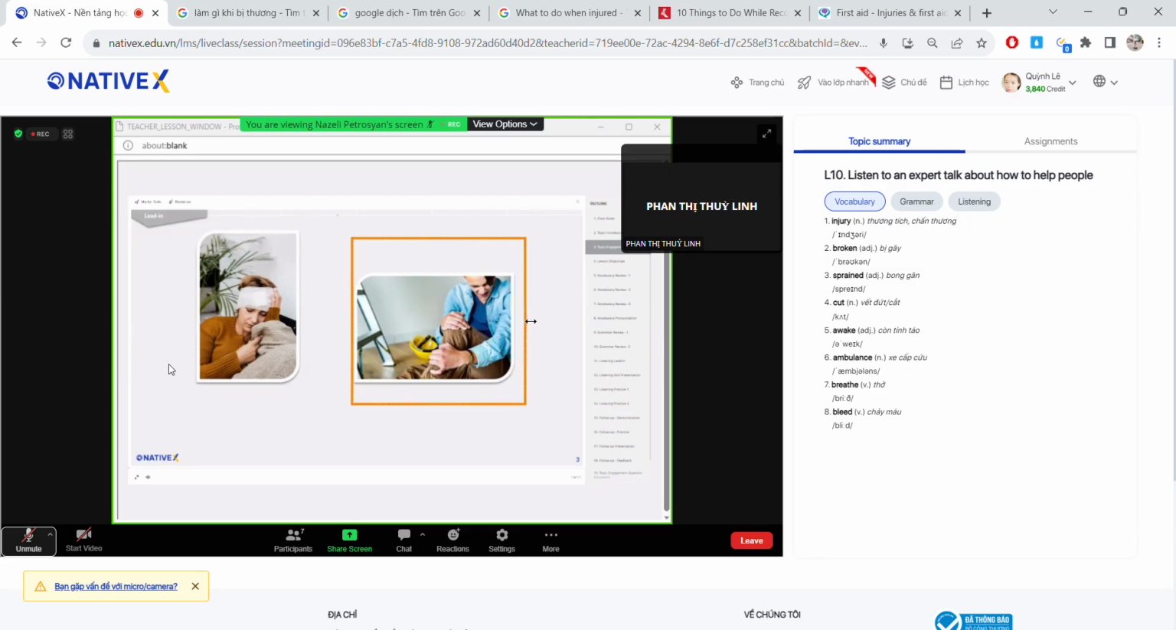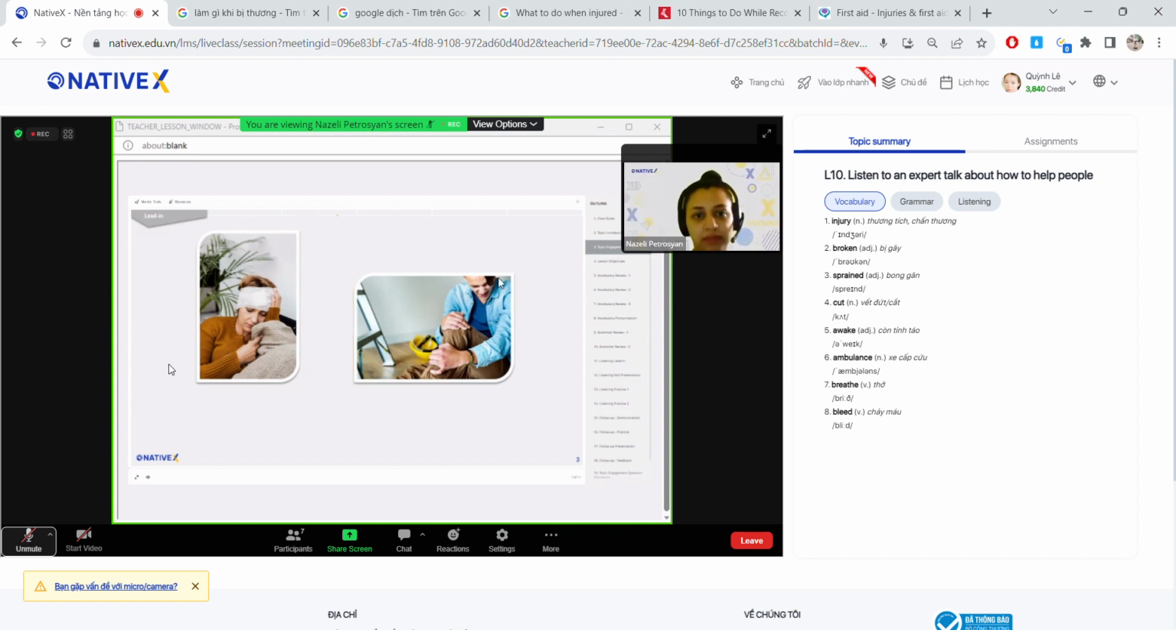In picture two, the man, I guess, he had broken his leg. Okay, maybe. He had an accident, broken, sprained. All right. Okay, you're absolutely right. Of course, very good. All right, wonderful.